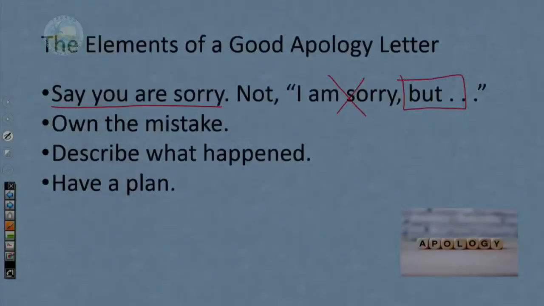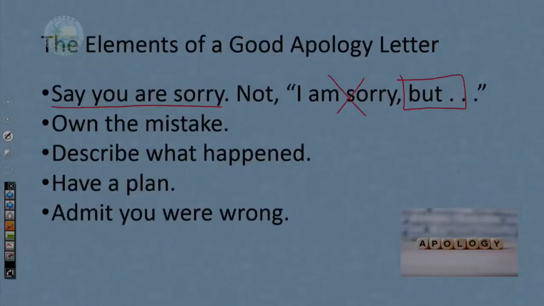Have a plan. Have a plan in place. What it is you're apologizing for, how you're going to structure this apology. You want to be very clear on it, and you want to admit you were wrong. Admit that you made an error.